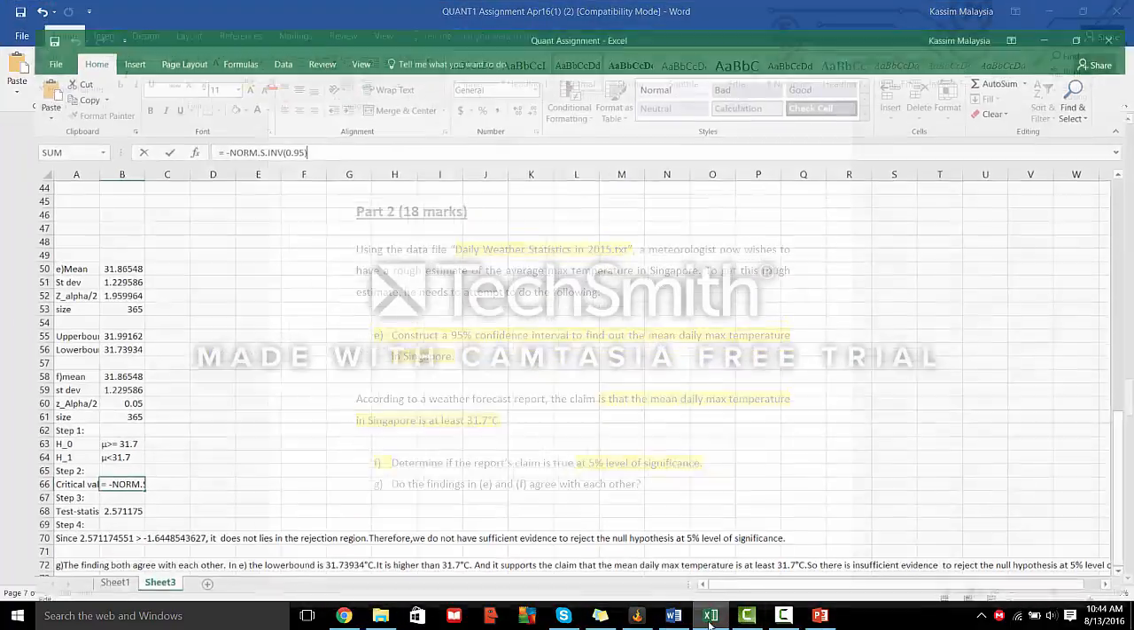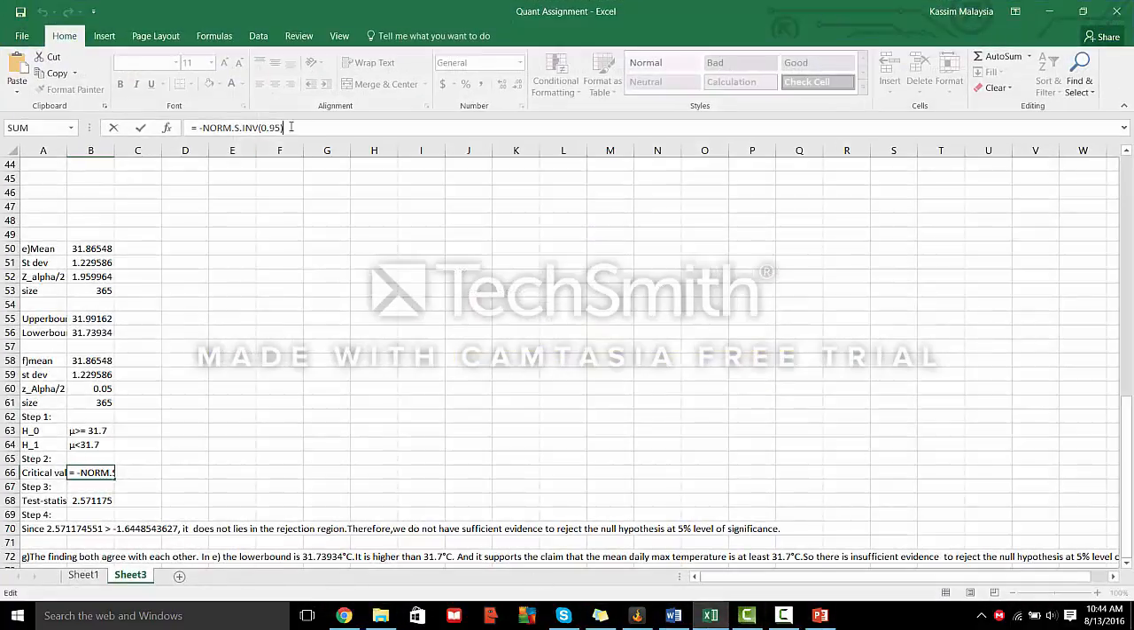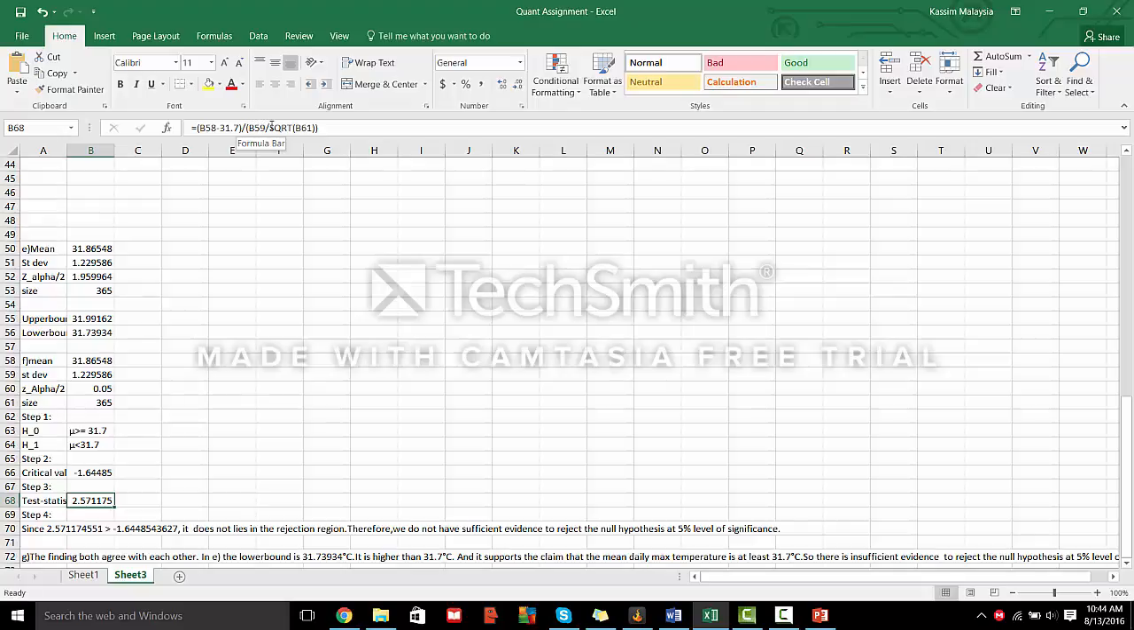And why is it minus? Minus because the claim says it is more than 31.7. More than 31, so you may consider everything on the left, so it should be minus. So as you can see, the steps are mean minus claim, in brackets, divided by standard deviation over square root of size. Then you get the answer.